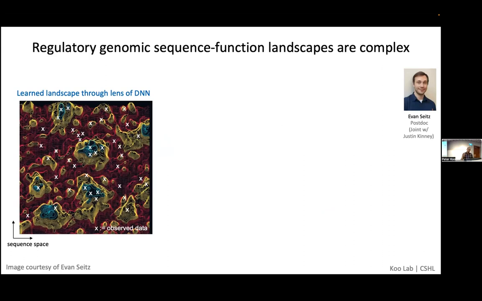Now, just to give you a little bit more insight into how my lab thinks of modeling regulatory genomics, here is a schematic. This is sequence-function space, where the elevation represents some functional activity. The observed data is shown in white, and it's sparsely located in this space. After we train our neural network on the sparse data points, it is trying to infer this sequence-function landscape. And because of benign overfitting, it's probably a much more rugged surface than this.